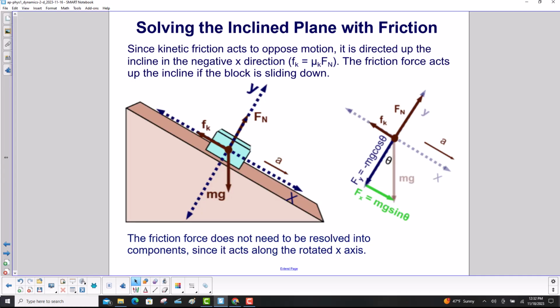Since kinetic friction acts to oppose motion, it is directed up the incline in the negative x direction, where the friction force is mu k times the normal force. The friction force acts up the incline if the block is sliding down. And here's a nice key point: the friction force does not need to be resolved into components since it acts along the rotated x-axis.